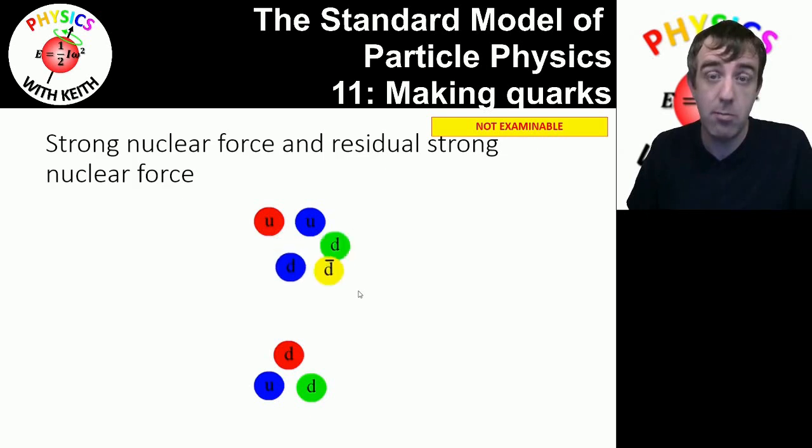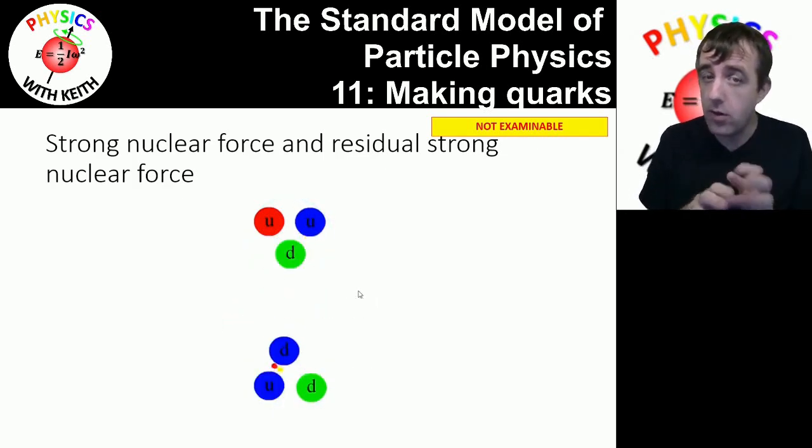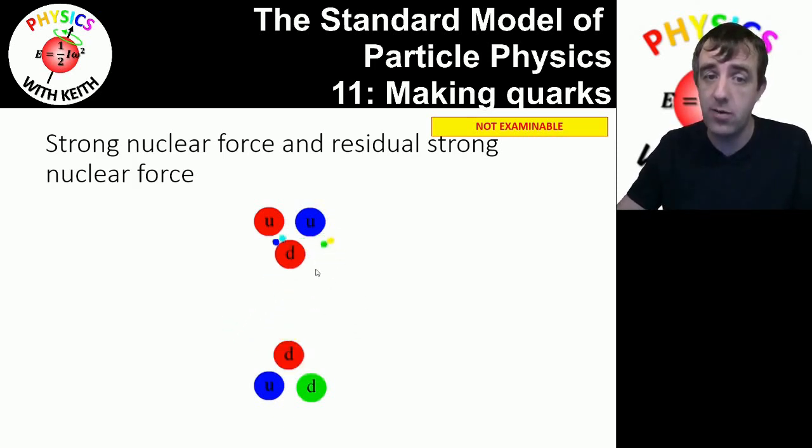So Yukawa said that pions were responsible for the strong nuclear force. And he's not entirely wrong. They're responsible for the residual strong nuclear force.